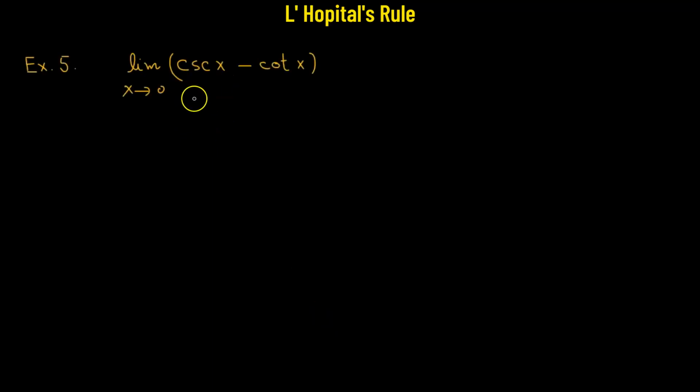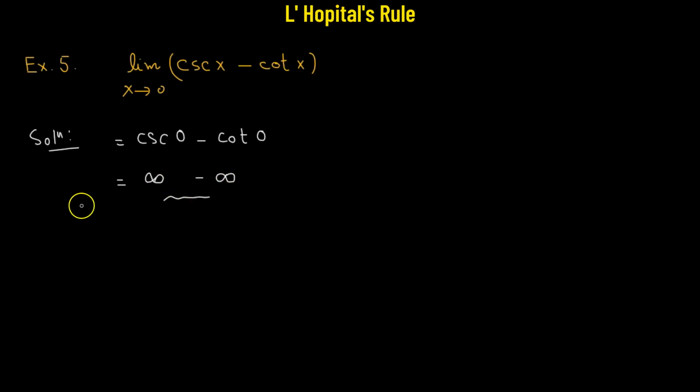So we want to find out the limiting value of cosec x minus cot x when x approaches 0. So let us begin. First, we will substitute x with 0. So we have cosec of 0 minus cotangent of 0. Cosec of 0 is infinity because it's 1 over sine 0, and 1 over 0 is infinity. Minus, this is also infinity. We have infinity minus infinity. However, this really doesn't help us because we need either the 0 over 0 or infinity over infinity form.